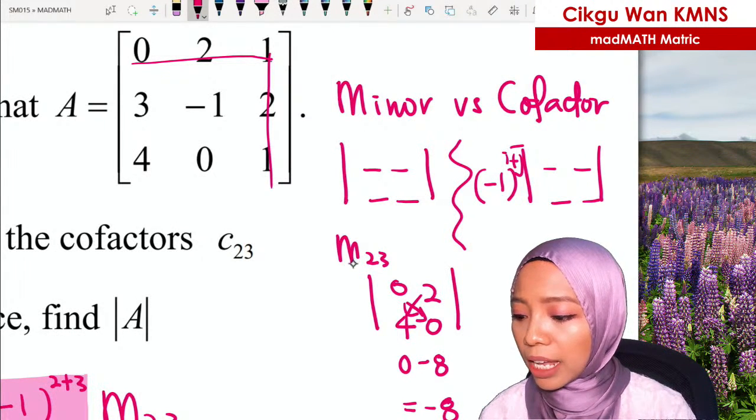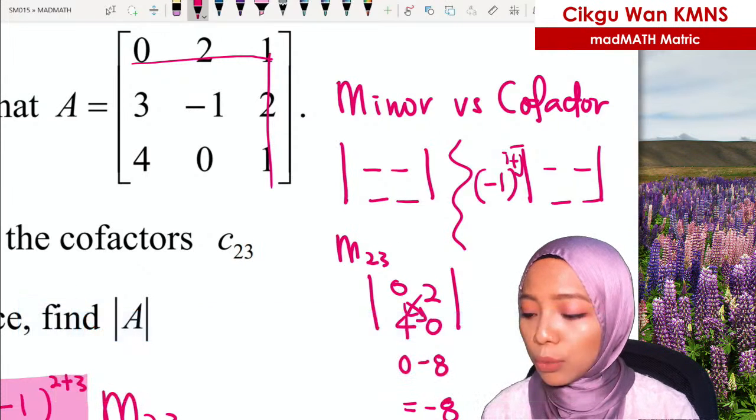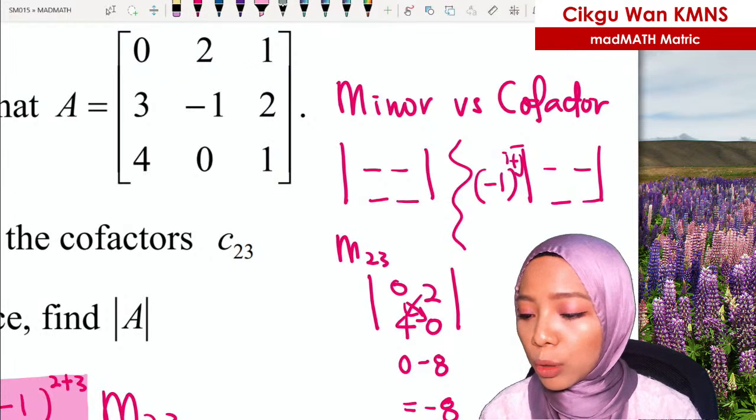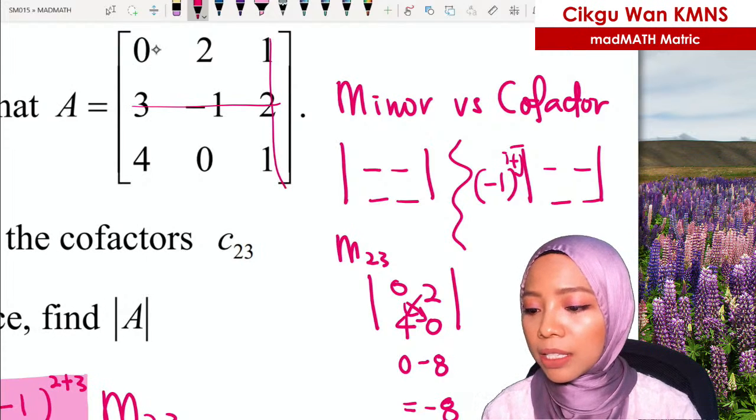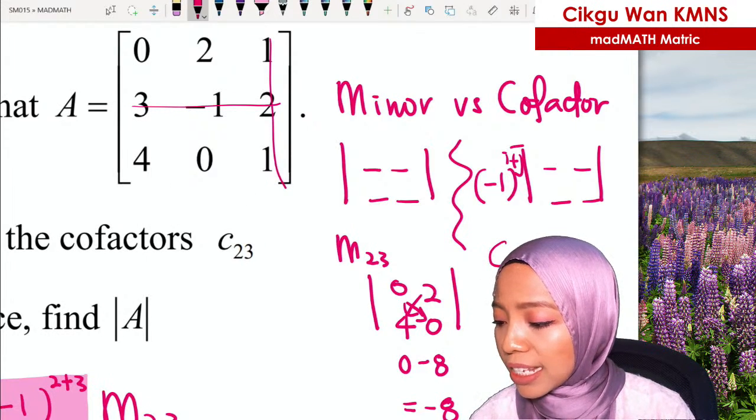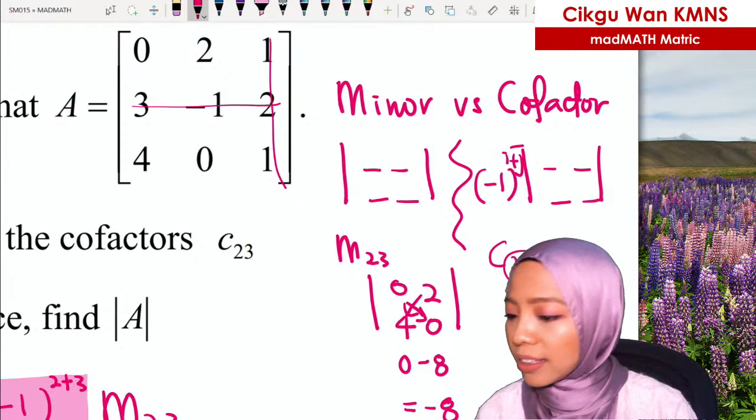Minor formula dia M23. Bila M23, kita just buat macam kita cari determinant 2 times 2 tu. Okay. Kita ambil, okay, I ulang M23 adalah minor. You kena faham minor dulu baru boleh faham cofactor. Okay, bila M23. So, kita dapat 0, 2, 4, 0. Okay, manakala C23 pula, dia ada negative 1 to the power of, tengok, I zoom lagi sekali.